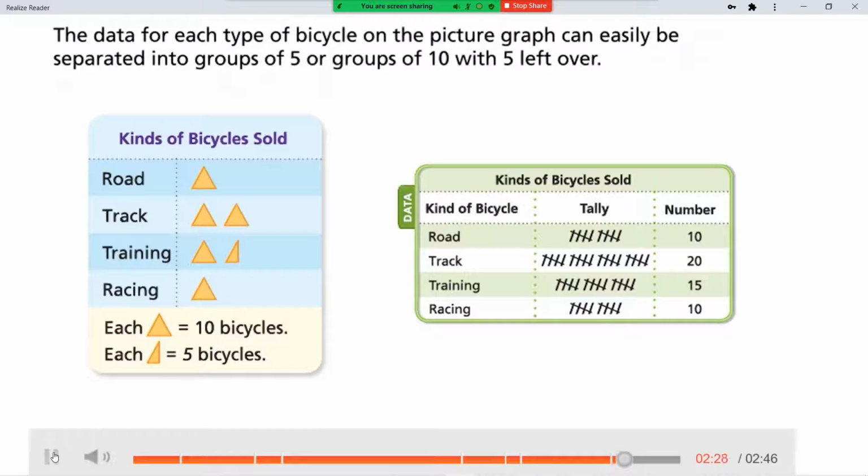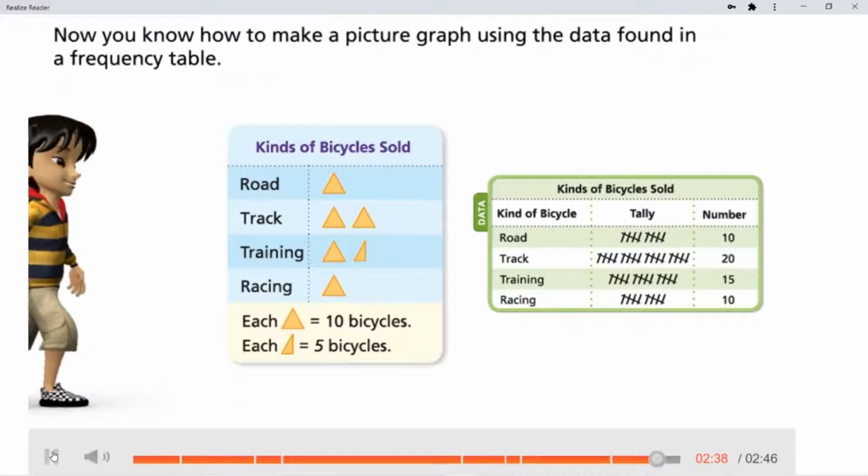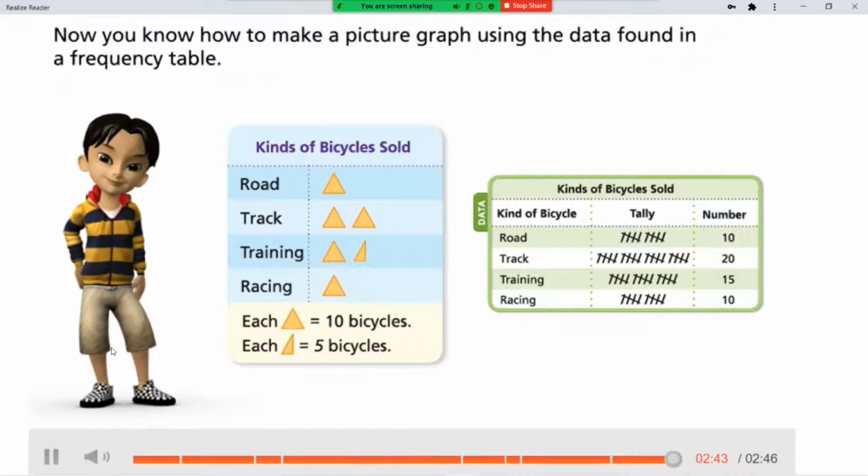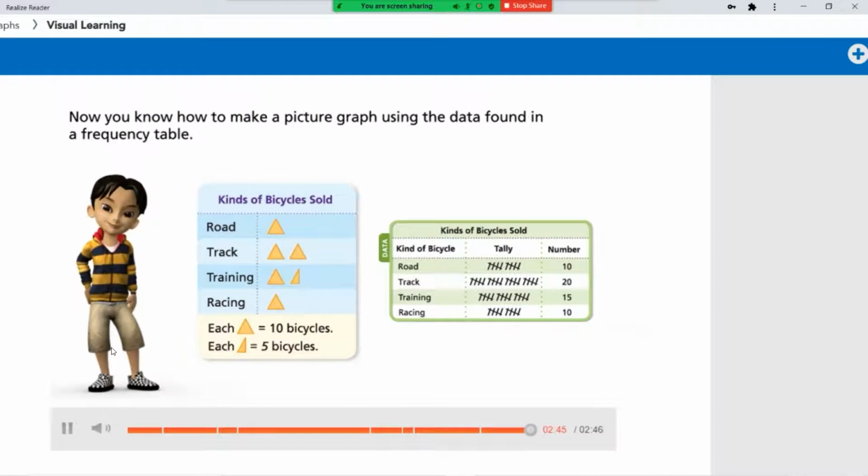The data for each type of bicycle on the picture graph can easily be separated into groups of 5 or groups of 10 with 5 left over. Now you know how to make a picture graph using the data found in a frequency table.